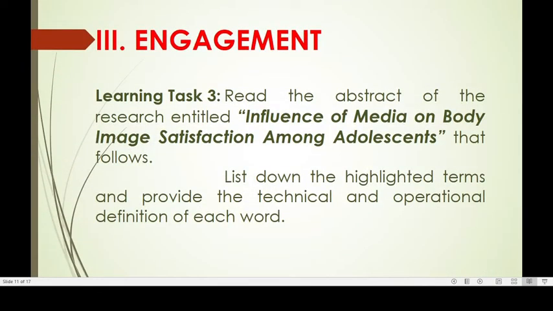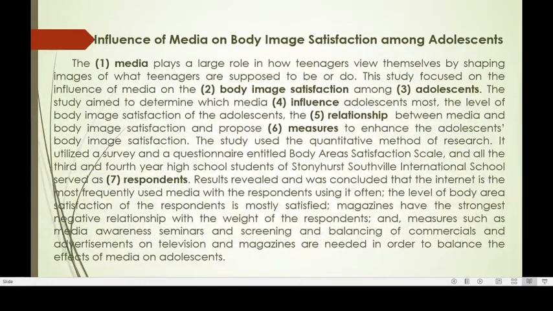In our third part, our engagement phase, we also have Learning Task 3. It says, read the abstract on the research entitled Influence of Media on Body Image Satisfaction Among Adolescents. That follows. List down the highlighted terms and provide the technical and operational definition of each word. Allow me to read the abstract.